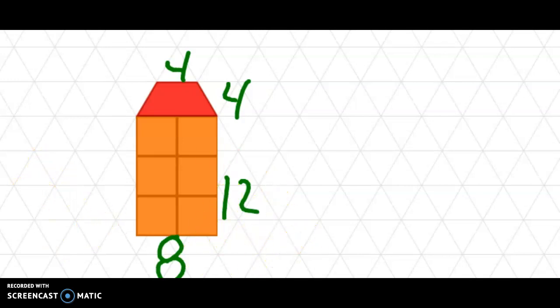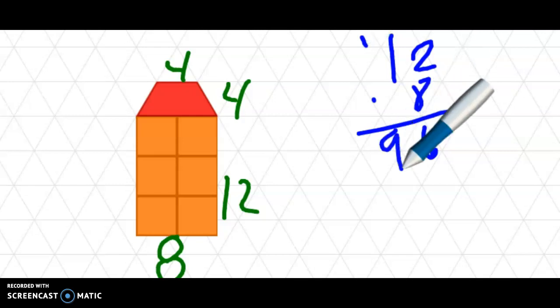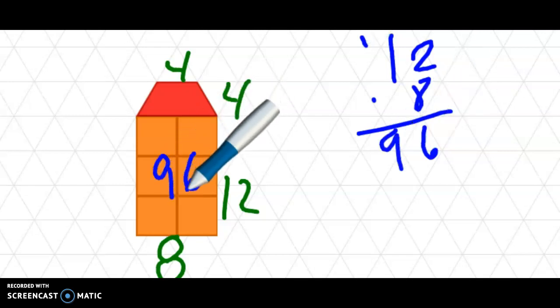So now we have, instead of me drawing, 8 times 12, which is going to give us our rectangle right here. So we're going to put our 12 down. Multiply by 8. 8 times 2 is 16. Carry the 1, 8, and we're going to get 96. So this area right here is 96.